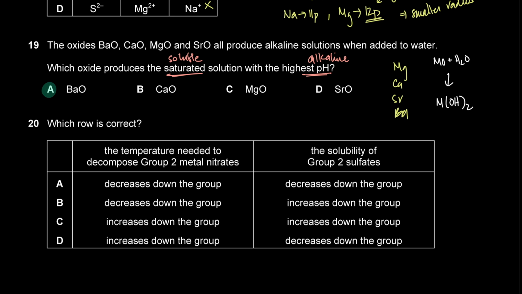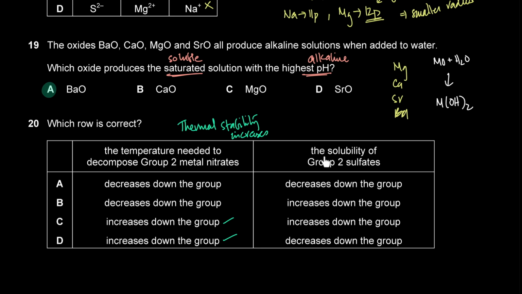Which row is correct? The temperature needed to decompose group 2 metal nitrates, does it decrease down the group or increase down the group? The thermal stability of group 2 nitrates and carbonates increases down the group. So down the group, we need a higher temperature to decompose the metal nitrates, because the nitrates down the group are more thermally stable.